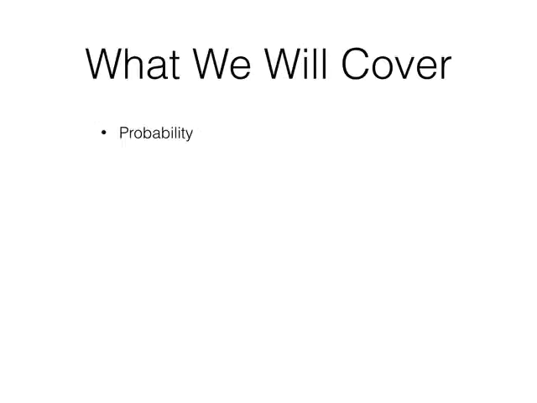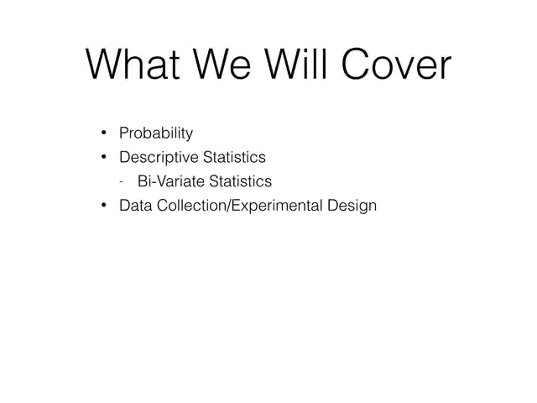So what we will cover: we're going to start off with probability, which is a little different than most statistics courses, but that's how we're going to start off. Then we're going to go into descriptive statistics, including bivariate statistics, looking for correlation and causation. And then we're going to look at how to collect data, how to design an experiment so we get meaningful data. And then finally we're going to end with inferential statistics, which is what scientists and social scientists do to be able to actually make decisions about hypotheses. So that's what we're going to cover.